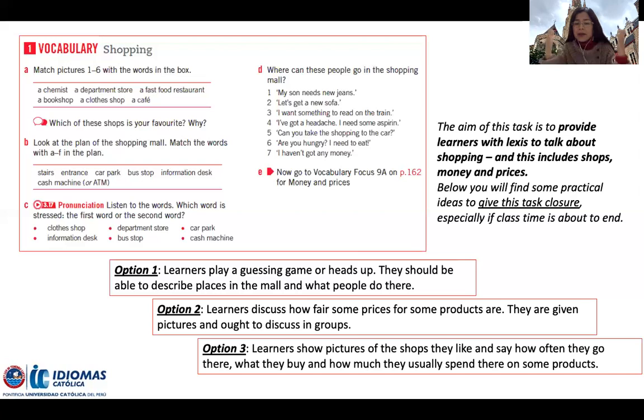So they can say, okay, my favorite shop is Saga. I go there once a month. Well, but nowadays I don't go. I buy online. I usually buy sneakers. My favorite sneakers are, I don't know, Nike. They cost about 200 soles.